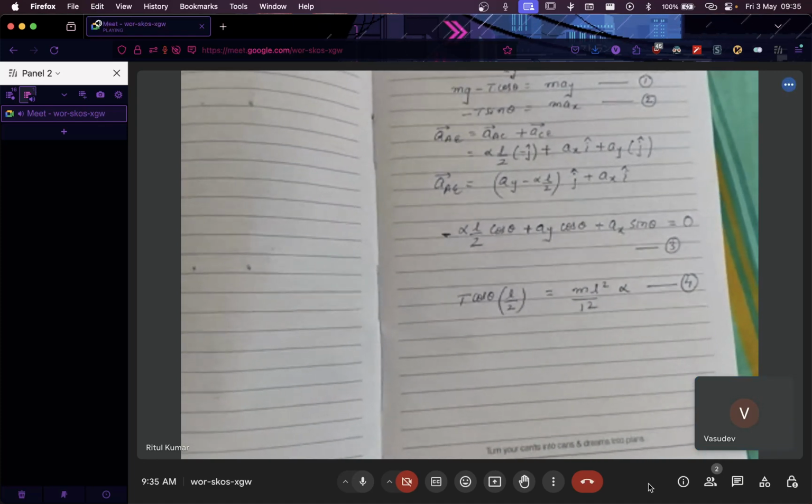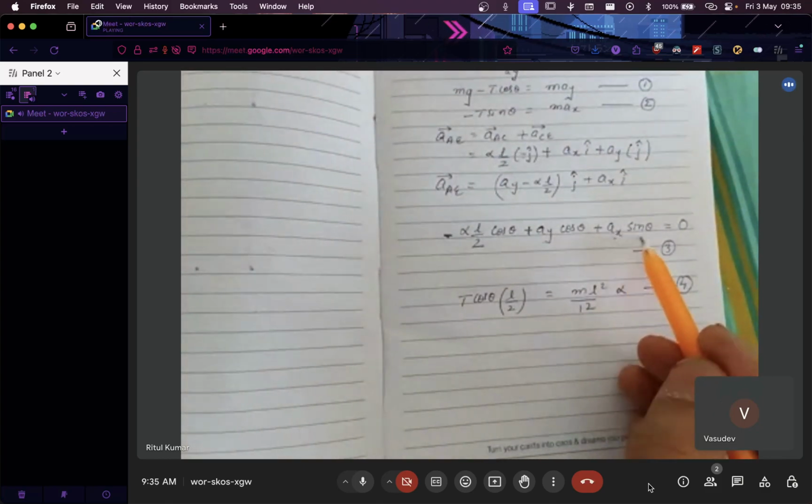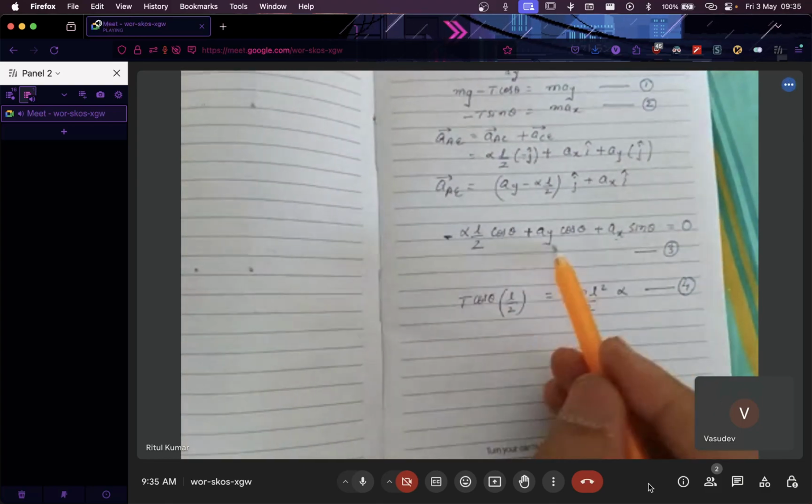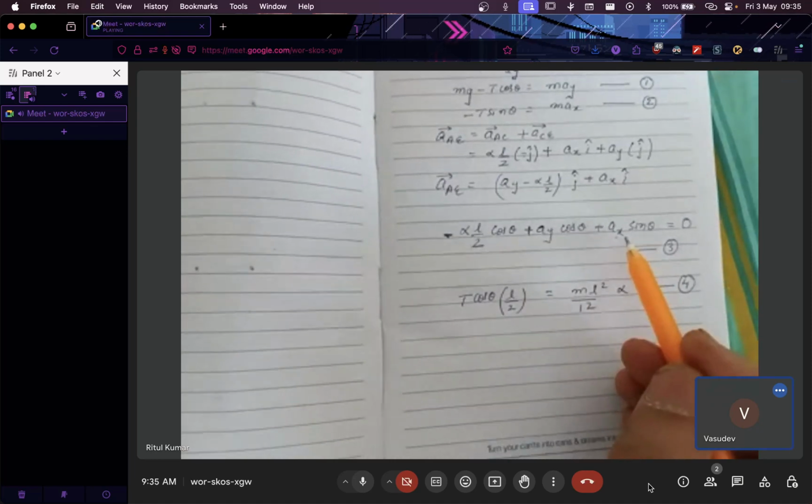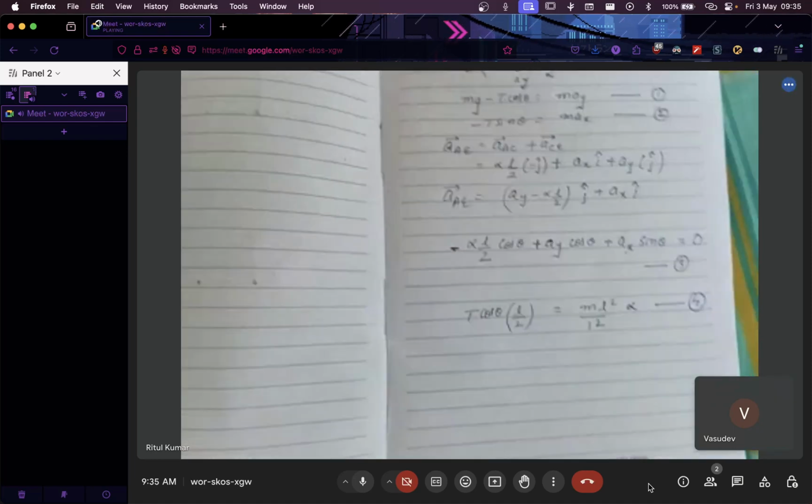So in this, per se, if you mark AX0, you'll get the same, right? But we are having AX here.